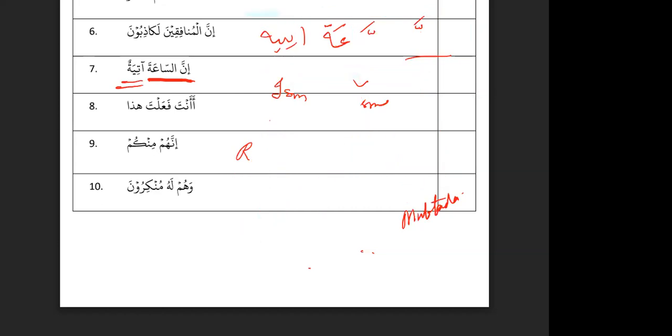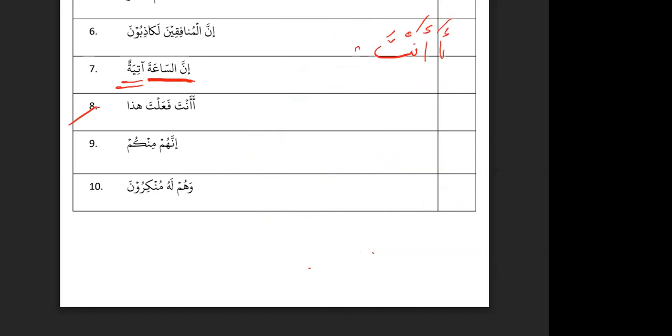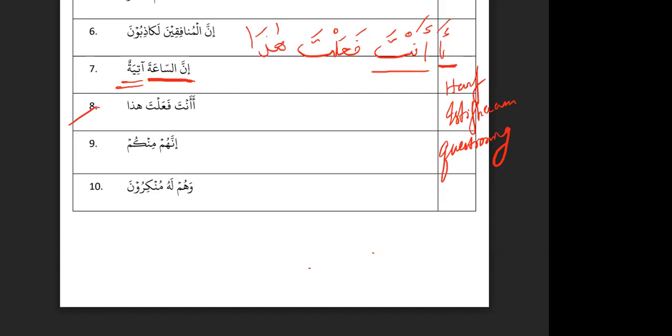Okay. Next. Number 8. Anta fa'alta hadha. What is a? Ism istifham. Istifham, the harf of questioning. Is a harf or ism? Harf. A and hal are harf. Okay. The rest are isms. Good. Anta. What is anta?